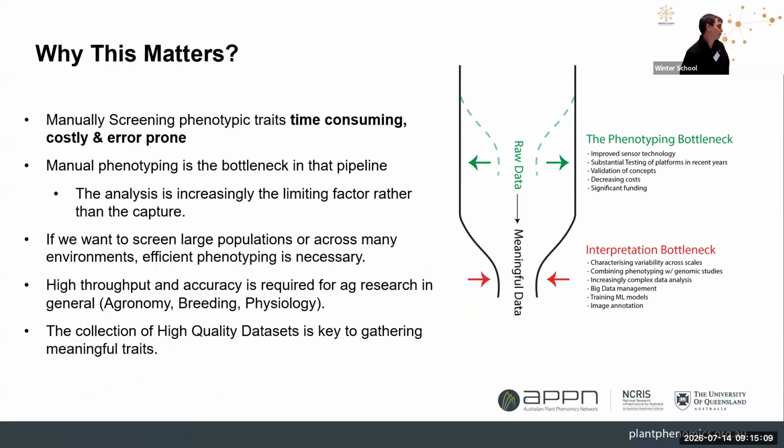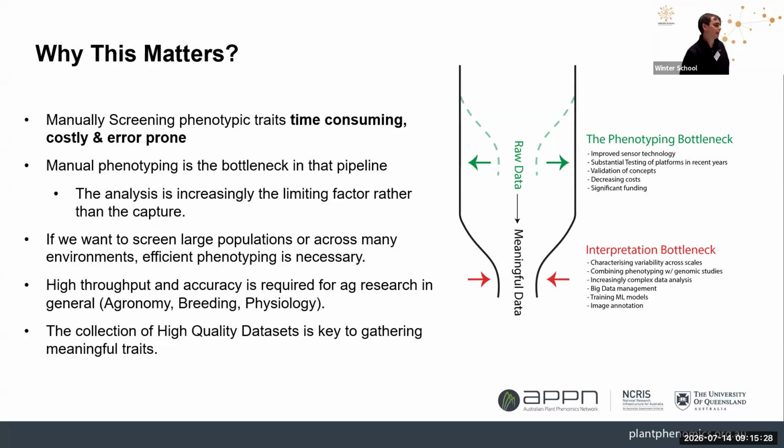And so if we have technologies that can enable us to do things more efficiently and quicker, then that's a really important thing. And if we're going to try and do this across environments and at large scale, then it becomes even more necessary. So high throughput and accuracy is really, really key.